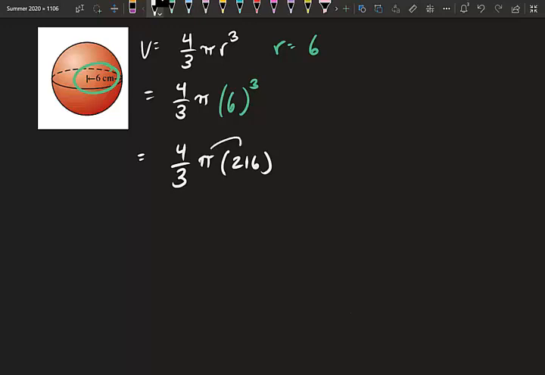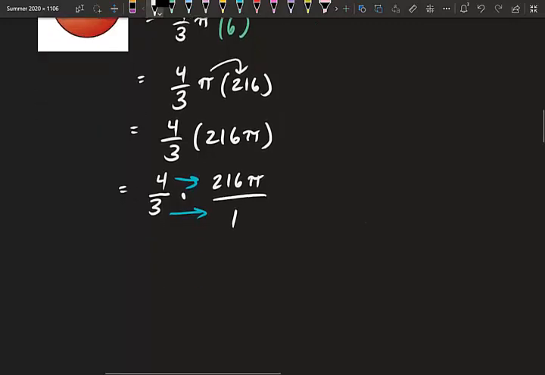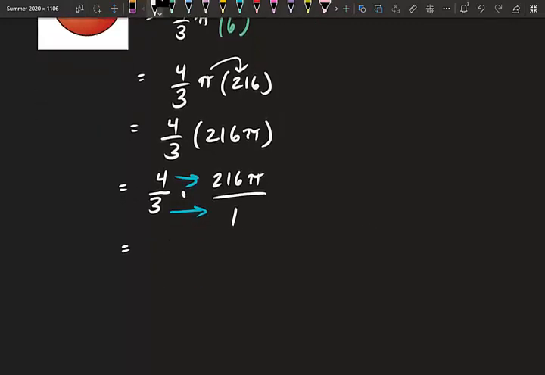So I'm going to multiply the pi to 216. So we have 4/3 times 216 pi. Since we're working with fractions, I want to make everything a fraction. So we have 4/3 times, because parentheses just means times, 216 pi over 1. Multiply straight across. So 4 times 216 pi, we get 864 pi over 3. Plug that into your calculator exactly the way it looks, and we get volume is approximately 904.78 centimeters cubed.